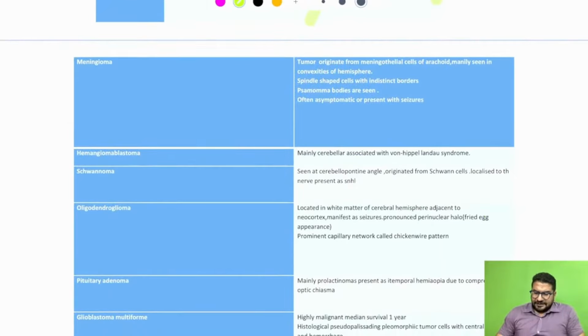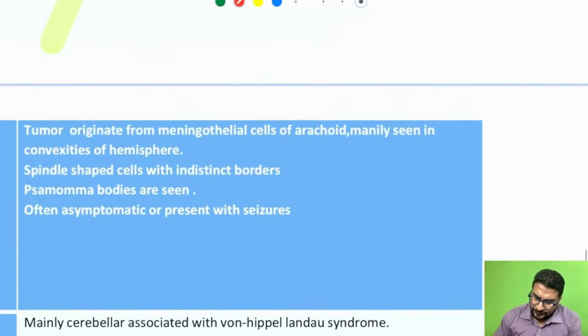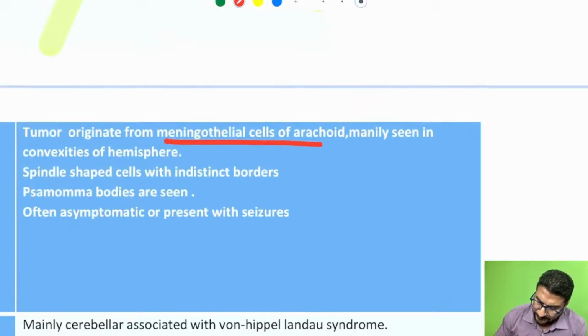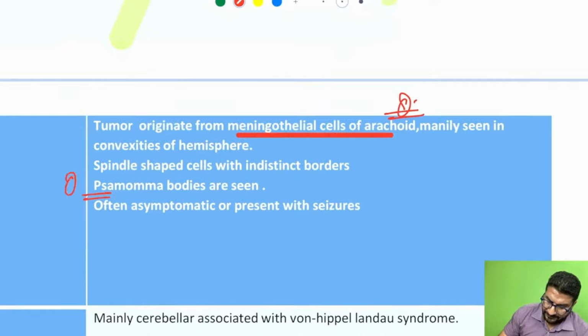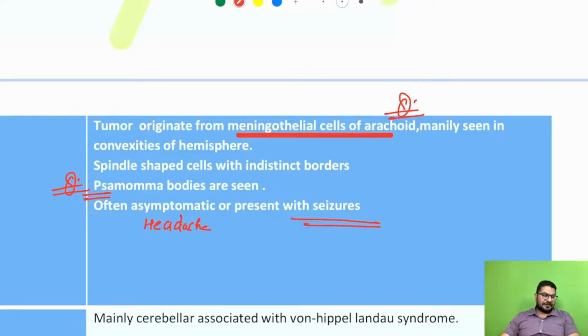Okay, now coming to brain tumors, meningioma. So understand, meningioma is the tumor which originates from meningoepithelial cells, or they ask you a question, tumor originates from arachnoid villi. Then second thing is, you can notice some bodies, and the patient is either asymptomatic, or some people will have headache, or sometimes it can present with seizures. So these are MCQs on meningioma.